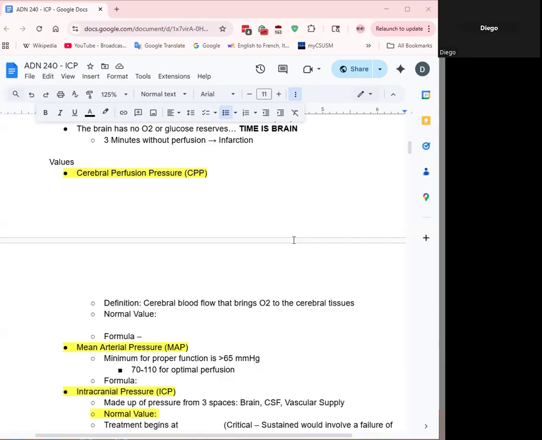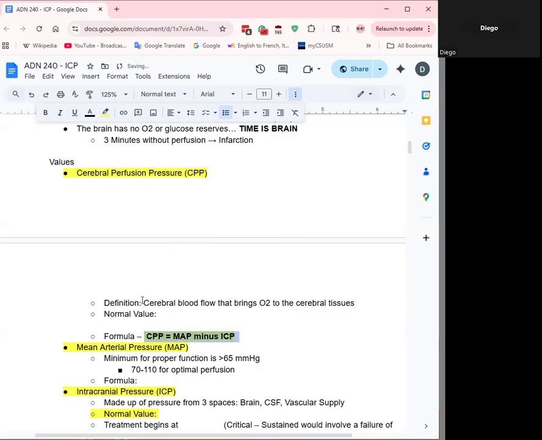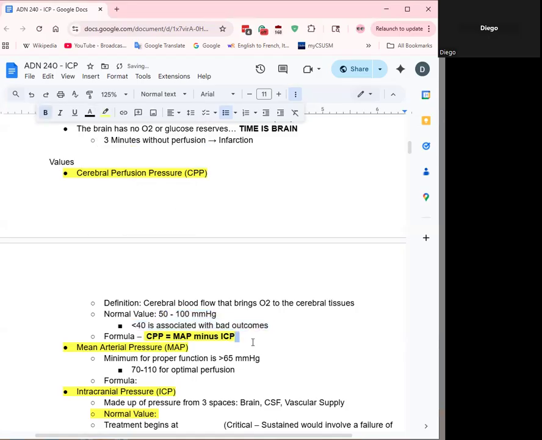What is the normal value for your CPP? Is it between 50 and 100? 50 and 100, yeah. And then anything less than 40 is considered more critical, and you have to pay more attention to it. So for CPP specifically, 50 to 100.